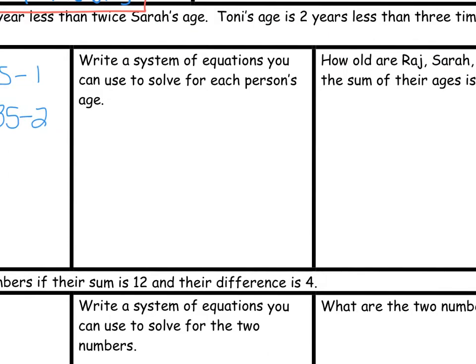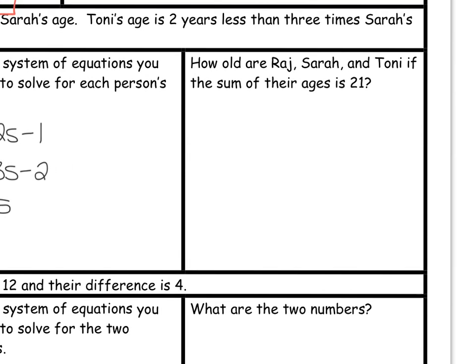So we need to write a system of equations that you can use to solve for each person's age. So just what we wrote on the other side, Raj is equal to 2s minus 1, Tony is equal to 3s minus 2, and Sarah is just equal to s. How old are Raj, Sarah, and Tony if the sum of their ages is 21? So we're just going to add them all together. So we know Raj is 2 times Sarah's age minus 1, plus Tony, who is 3 times Sarah's age minus 2, plus Sarah, and that whole total has to equal 21.